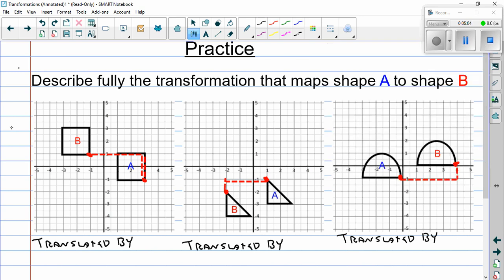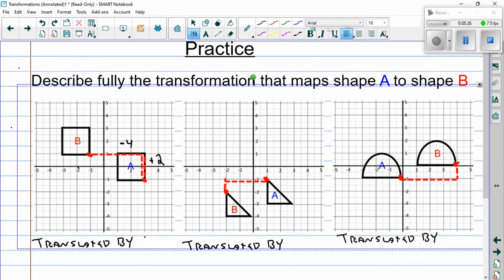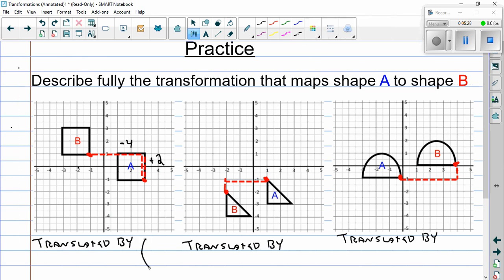So once again, start at A and trace that point. So what do we have to do? We're going up +2, so that's in our Y, and then we're going 1, 2, 3, 4. We're going -4 in our X. So we want to write at the end, -4 and then +2.